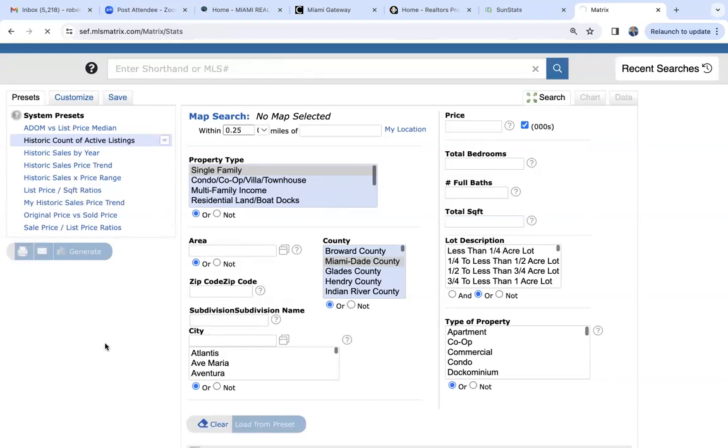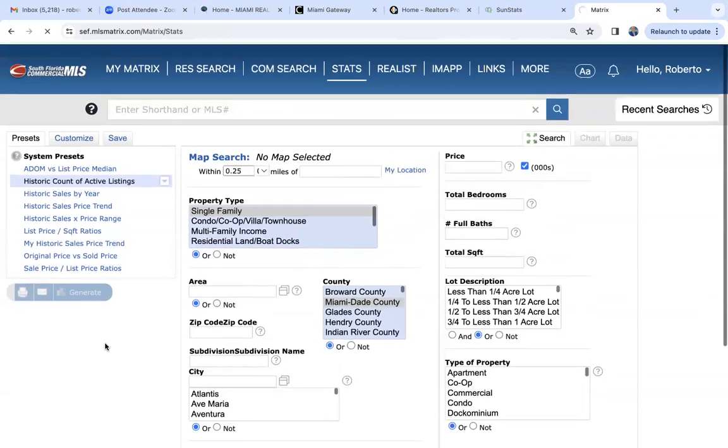All right, a little longer than a few seconds. Of course, we're running a report for an entire county. All right, so while we wait, do you guys think it's going to be high inventory for single family homes or low inventory? Where are we in relation to the last 10 years? All right, any guess?